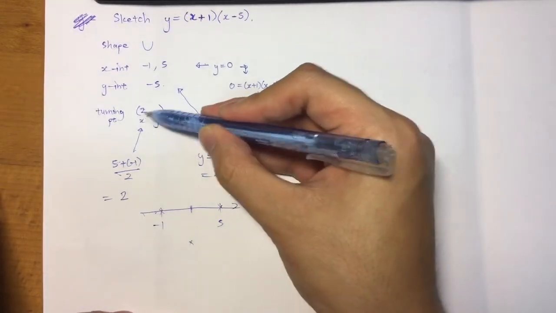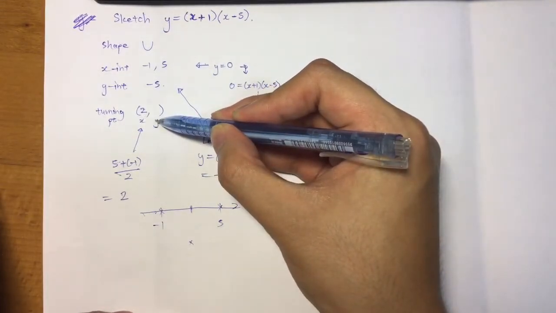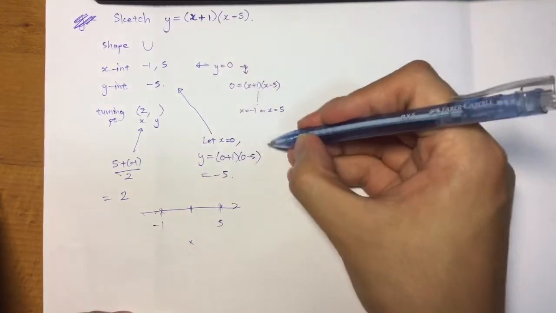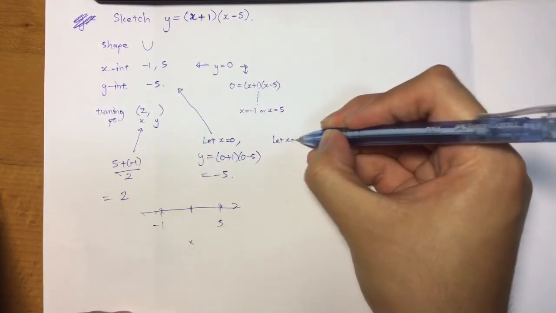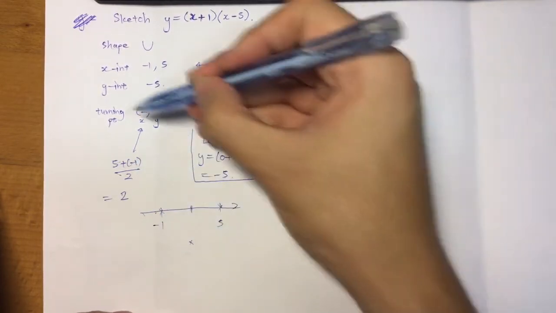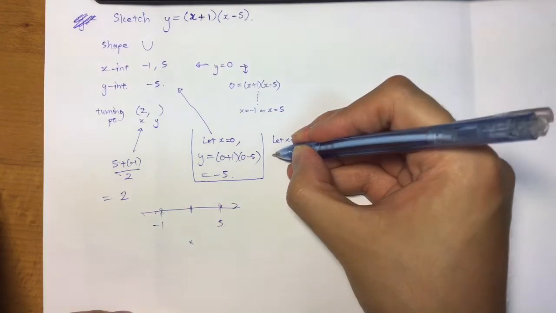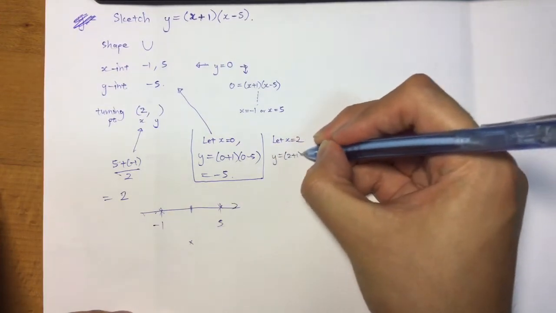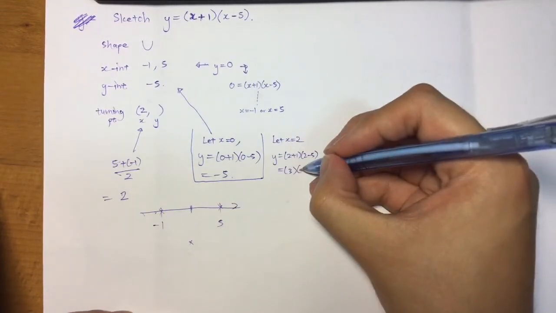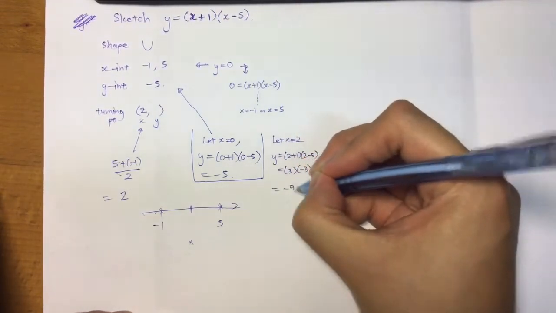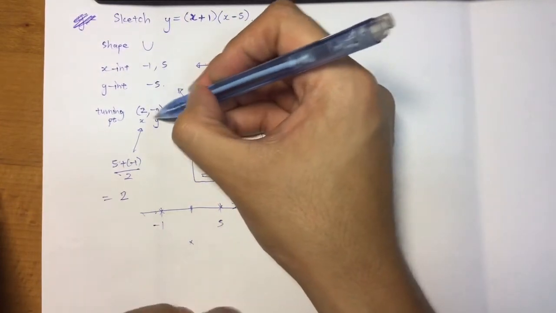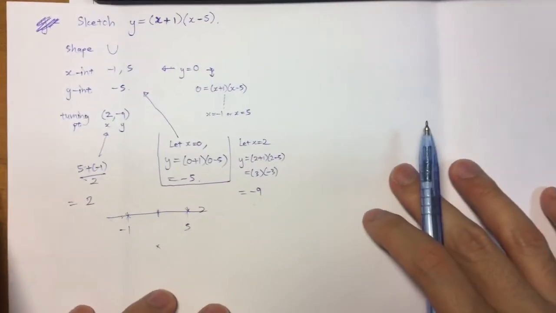If I know the x value, how do I get the y value? Yes, put the x value of 2 inside here. So when I let x be 2, let's not confuse the two, all these belong to this one here. And x is 2, y is just 2 plus 1 times 2 minus 5, and I get 3 times minus 3, which is negative 9. So the turning point is 2 comma negative 9.